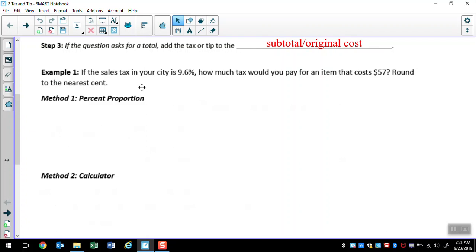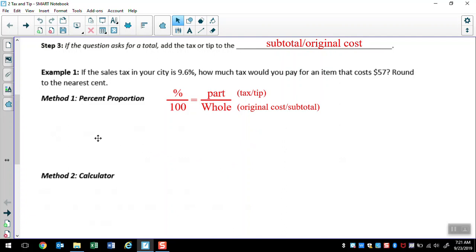All right, if the sales tax in your city is 9.6%, how much tax would you pay for an item that costs $57? Round to the nearest cent. So remember our percent proportion. We've got a percent over 100 and then our part over whole. In this case, our part is going to be our tax or tip and our whole is going to be our original cost or our subtotal.